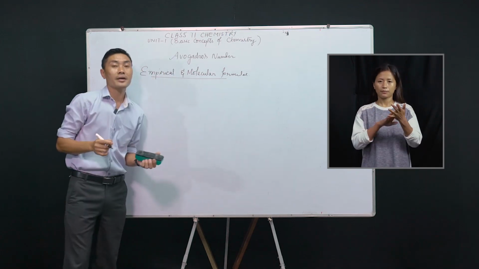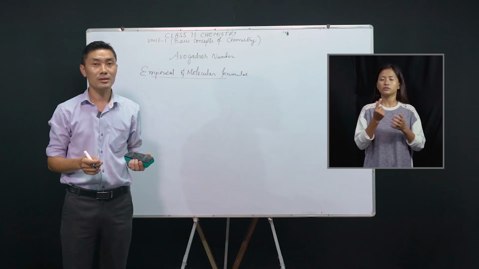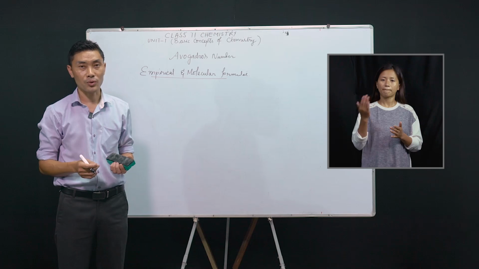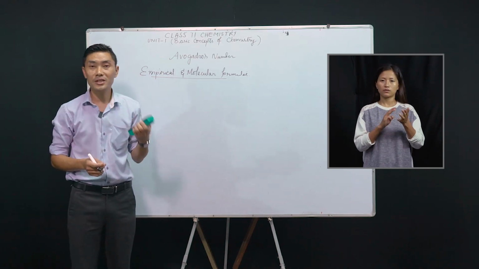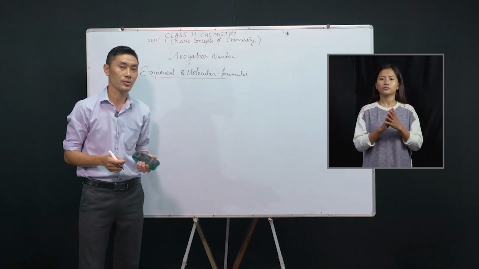Empirical formula is the formula which represents the simplest whole number ratio of atoms of various elements present in a molecule of a compound. Whereas molecular formula is the formula that represents the actual number of atoms of all elements present in a molecule of the compound.